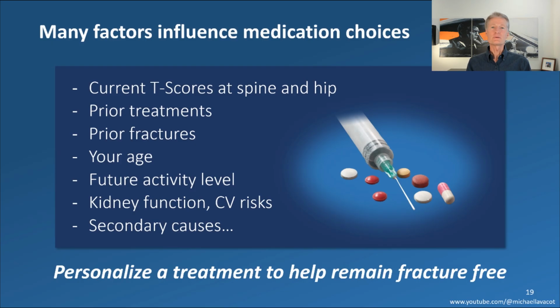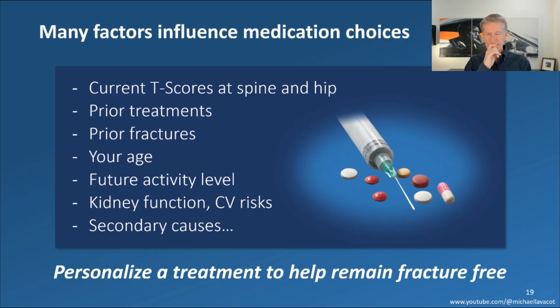Your age makes a difference. If you're older, something like Prolia you don't have to worry about transferring off of. That might influence your choice of drug. Future activity level. If you plan on being very active, you want to have a more aggressive target, right? A better T-score. Kidney function. If you have low kidney function, bisphosphonates aren't that great for you. If you're below 30 eGFR, they say you really shouldn't use a bisphosphonate. Cardiovascular risk. Some of these carry an increased cardiovascular risk.